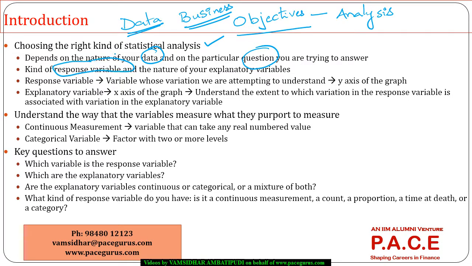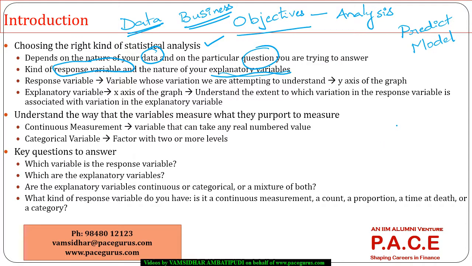What is your response variable? Right? Response variable is nothing but what is it that you want to predict? What is it that you want to model? What is it that you want to estimate? So that is what will be your response variable. Now, this response variable you are trying to model using your various explanatory variables.